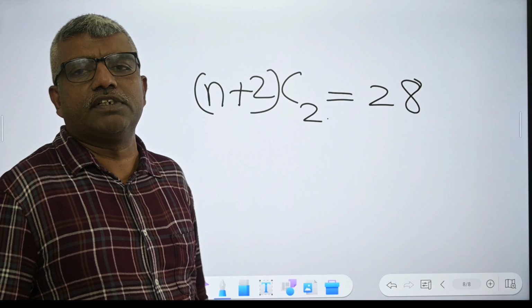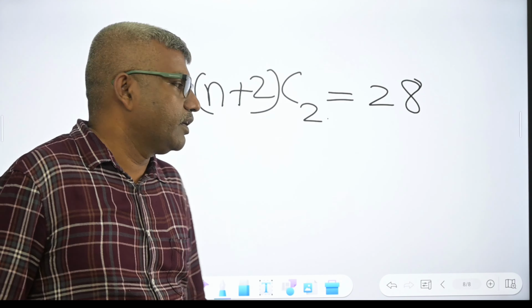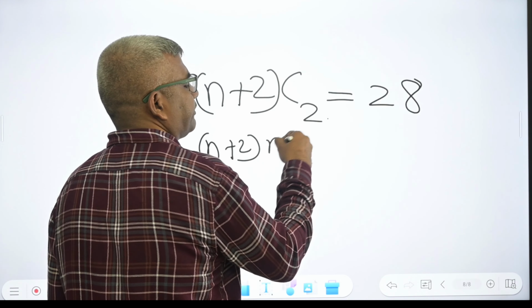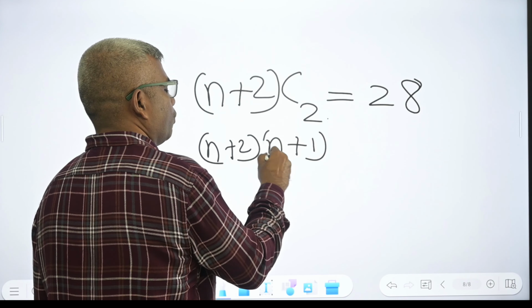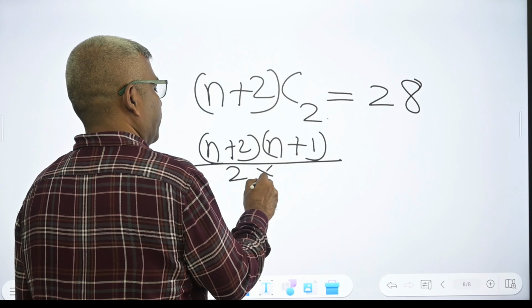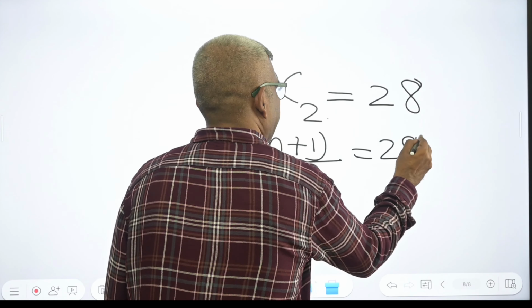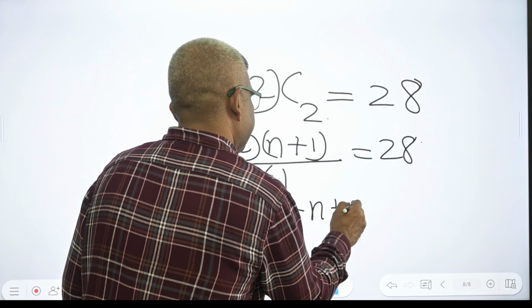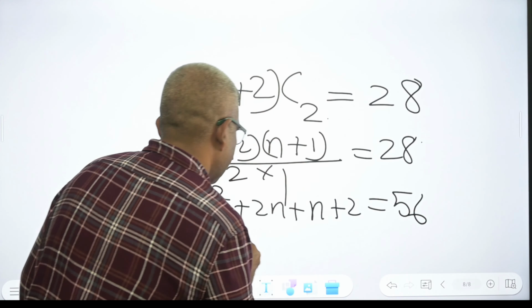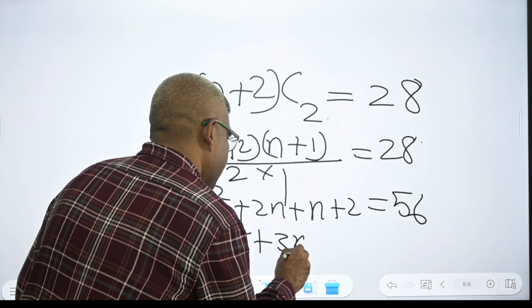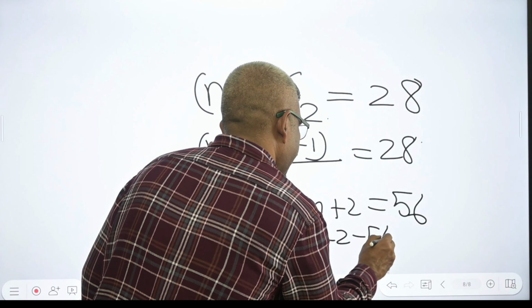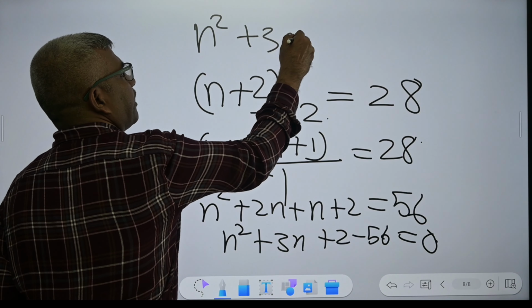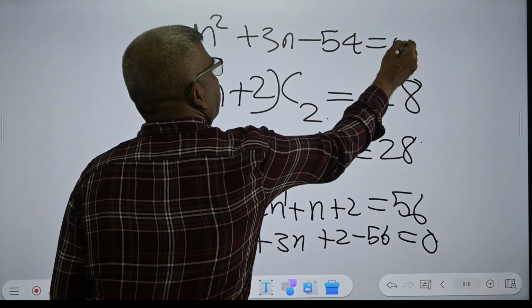Okay, what is (n plus 2) C 2? (n plus 2) C 2 means (n plus 2) times (n plus 2 minus 1), that is (n plus 2)(n plus 1), divided by 2 times 1, is equal to 28. So n squared plus 2n plus n plus 2 is equal to 56. N squared plus 3n plus 2 minus 56 equals 0. N squared plus 3n minus 54 equals 0.